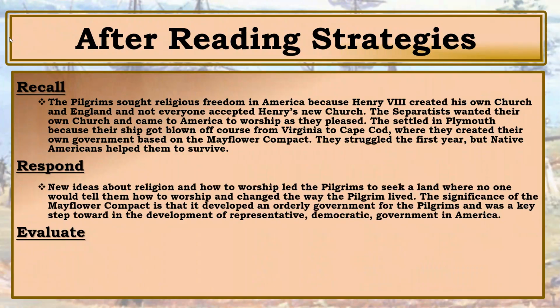Okay, how about new ideas? New ideas about religion and how to worship led the Pilgrims to seek a land where no one would tell them how to worship and change the way the Pilgrims lived. The significance of the Mayflower Compact is that it developed an orderly government for the Pilgrims. It was a key step toward the development of representative democratic government in America. It's one of the first footprints of this idea in America, next to the House of Burgesses in Jamestown.